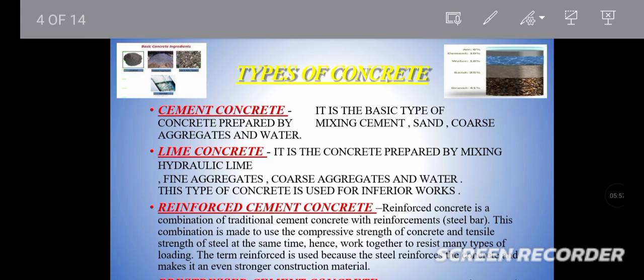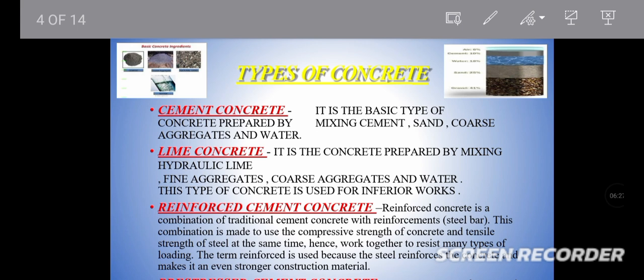In cement concrete, cement is the main component. And what is lime concrete? It is the concrete prepared by mixing hydraulic lime, fine aggregates, coarse aggregates and water. Now what are fine aggregates and coarse aggregates? Coarse aggregates define the broken stone.